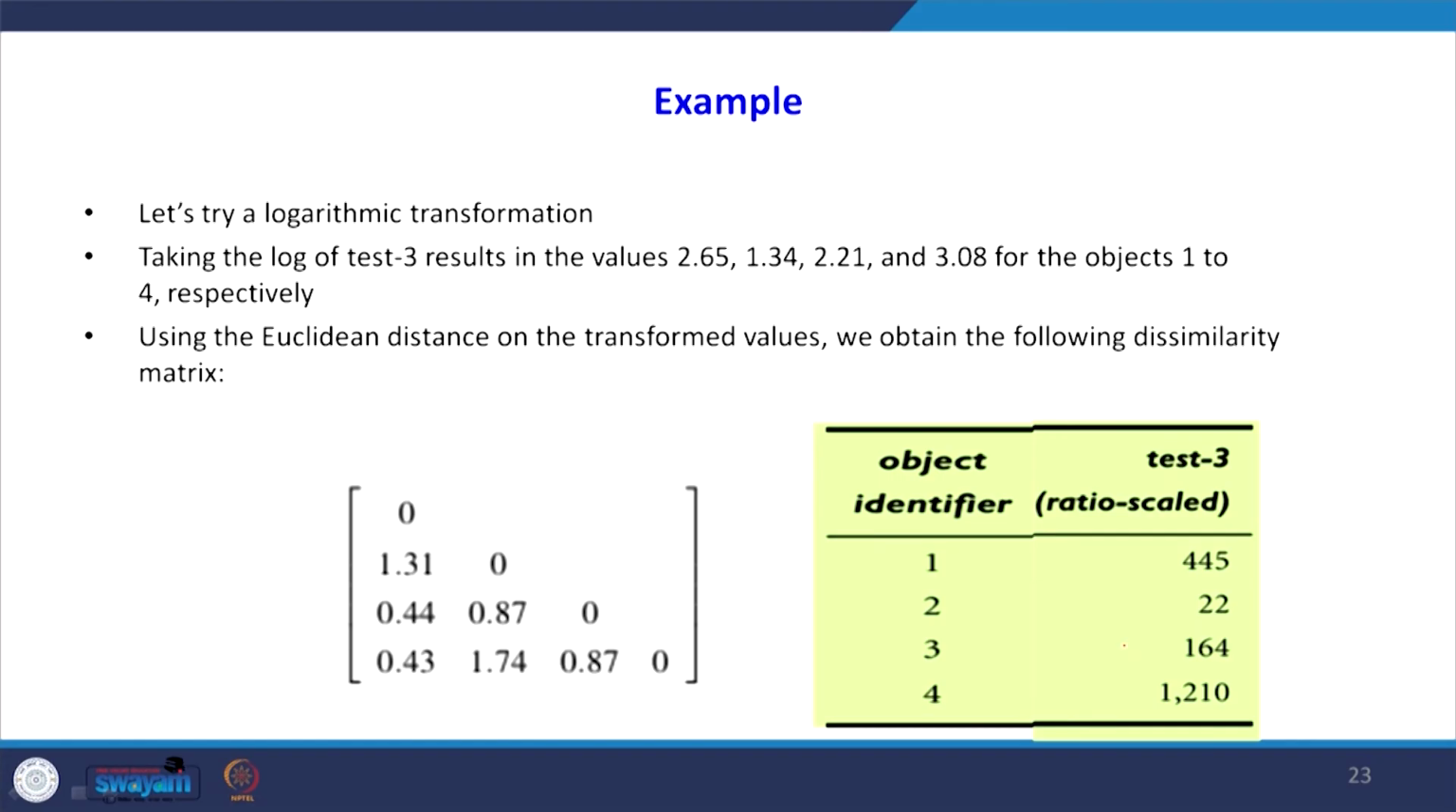So, using the Euclidean distance of the transformed values, we obtain the following dissimilarity matrix. So, this is our dissimilarity matrix. This is object identifier 1, 2, 3, 4, this is 1, 2, 3, 4. For example, D21, how did we get this one? This is 1, this is 2. So, we have to find the difference. We have to use this formula: 2.65 minus 1.34 whole square, take the square root, that value is 1.31. For example, 1 and 3, so the difference is 2.65 minus 2.21 whole square, take the square root. So, that will be this value. Then suppose 4 1, so this is the fourth one. Find the difference 3.08 minus 2.65, take the square root. So, that value is 4.3. The same way we can get the other cells.